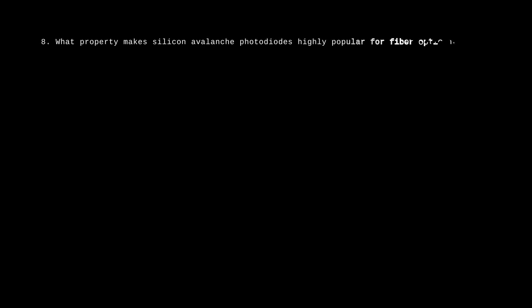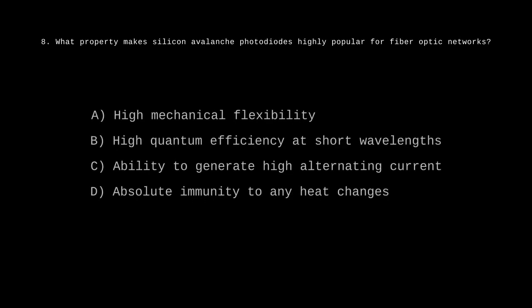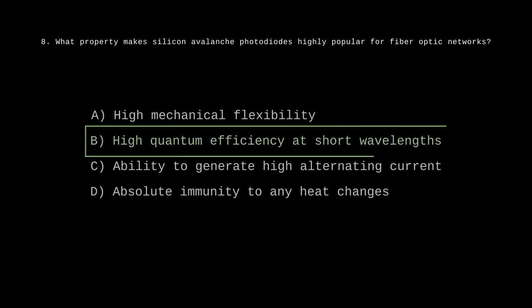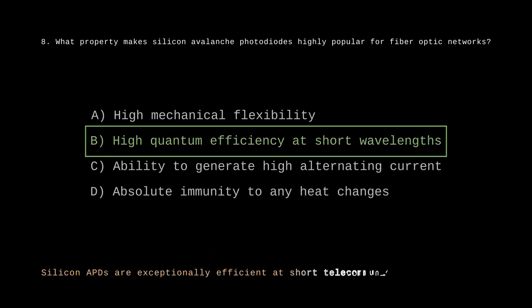Question 8. What property makes silicon avalanche photodiodes highly popular for fiber optic networks? Silicon APDs offer very high quantum efficiency and exceptionally low noise profiles when tracking wavelengths around 850 nanometers.